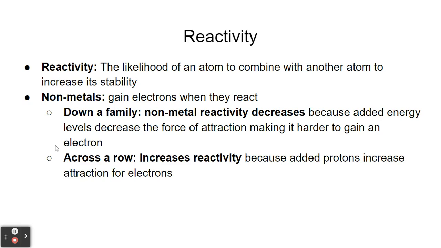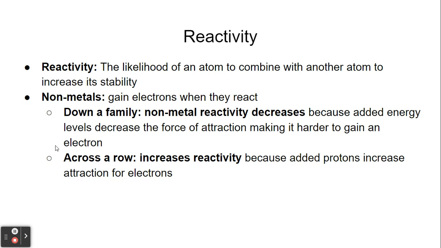Now, on the other hand, as we go across a row, the reactivity is going to increase because those added protons increase the attraction for electrons. Again, you can also think of this in terms of valence electrons. So the halogens are in group 7. They have 7 valence electrons. It's going to be really easy to just get one more valence electron for that complete octet.